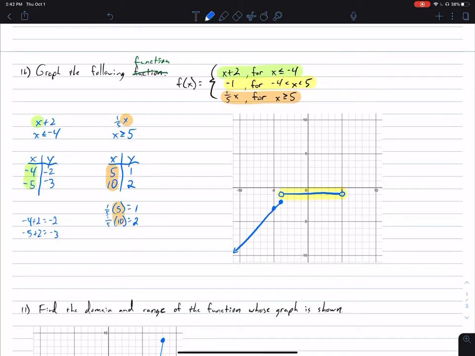So let's plot this point, 5, 1. That's going to be here. Closed circle, because it is equal to 5. And then this is going to go to 10, 2, which would be here. And that's going to continue for all the numbers that are greater. So we're going to put an arrow there. That's going to represent that piece.